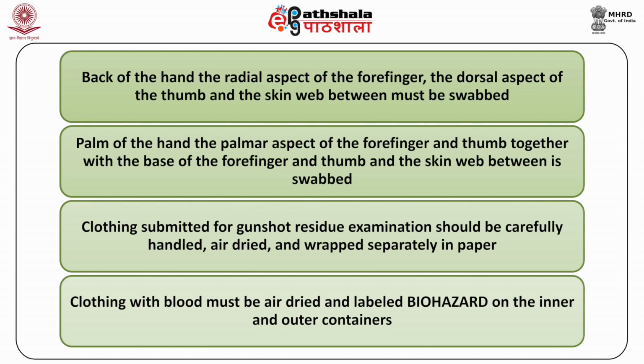Clothing submitted for gunshot residue examination should be carefully handled, air dried, and wrapped separately in paper. Clothing with blood must be air dried and labeled biohazard on the inner and outer container. The date, time, location, collector's name, case number, and evidence number should be on the container.